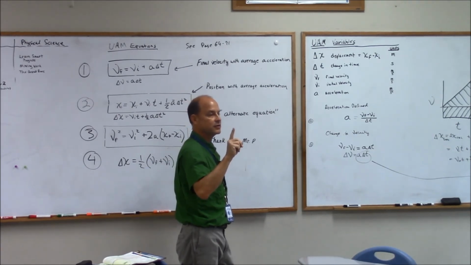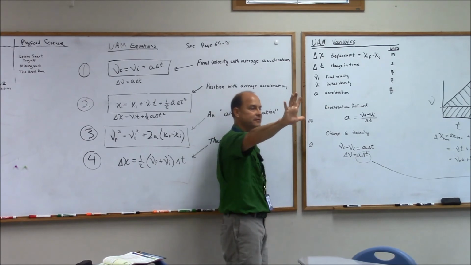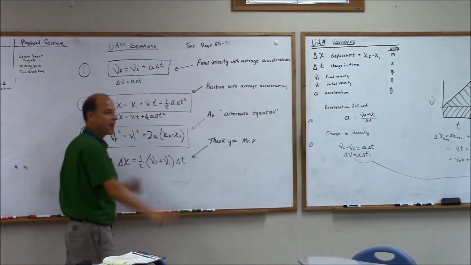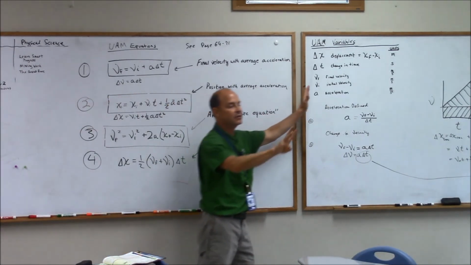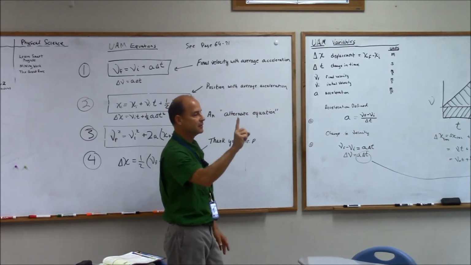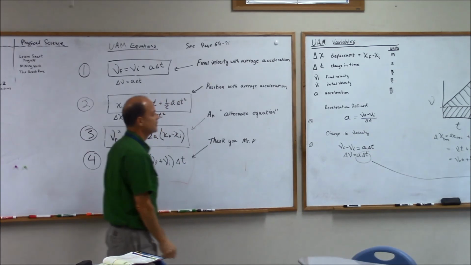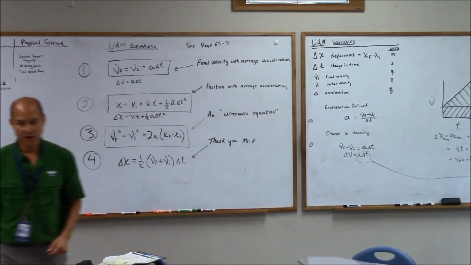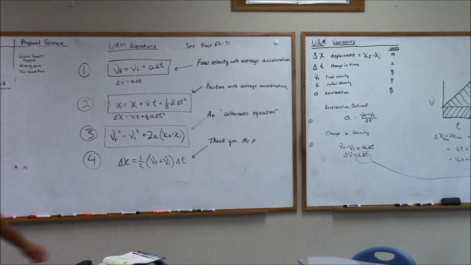All right? So let's try that again. How many variables do we have? 5. How many equations do we have? 4. If we know any 3, we can solve for the other and make one happy physics student. All right. Okay. Let's do problem.